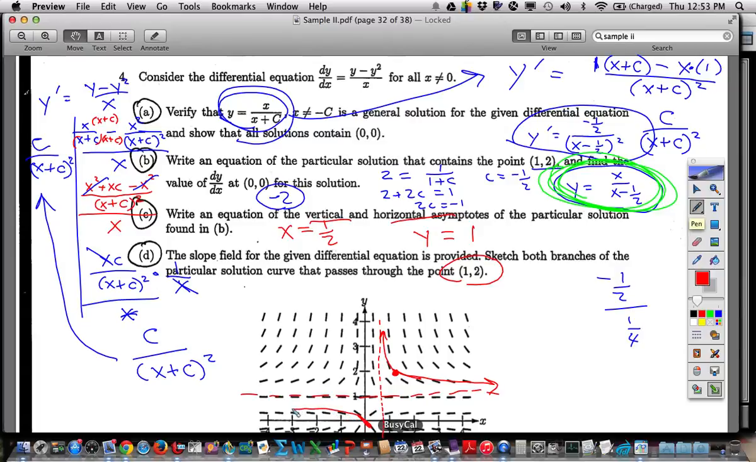So it's going to come up and go here, and then it's going to go down with that vertical asymptote there. So those are going to be my branches, because I know its initial condition is (1, 2), so it's got to go through the point (1, 2), so that's that branch. And then it's got to have a -2 slope at the origin, so that's that branch.